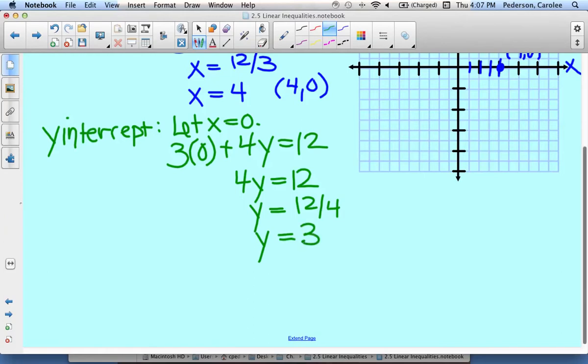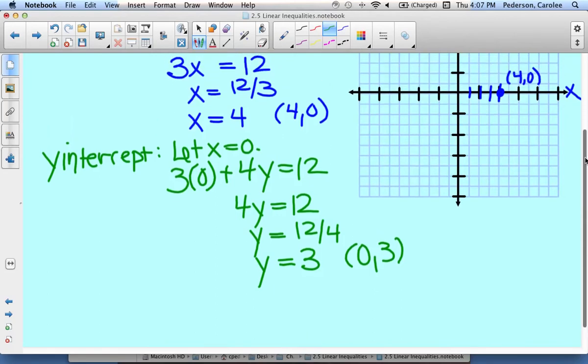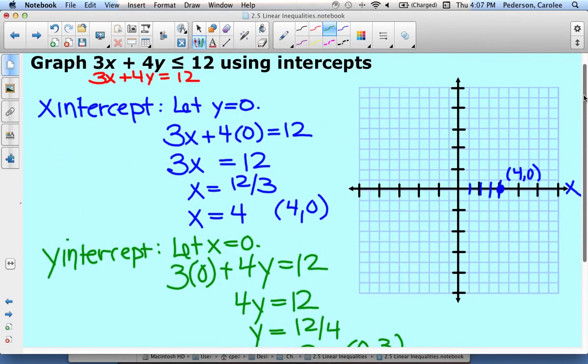What y equals 3 represents is where it touches on the y-axis. So we're going to write it as an ordered pair, over 0 up 3. So on the y-axis, we're going to go over 0 up 3. So 1, 2, 3. Here is our point.